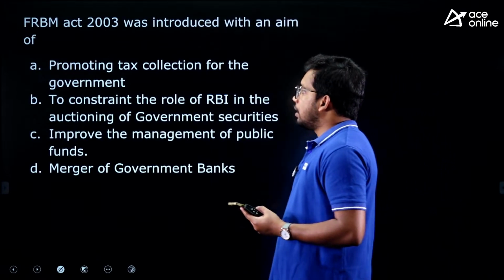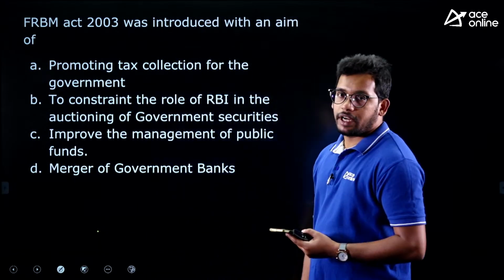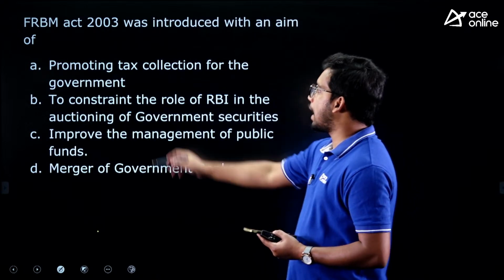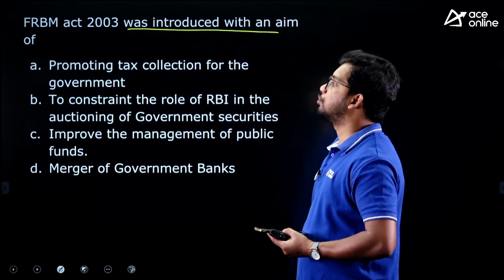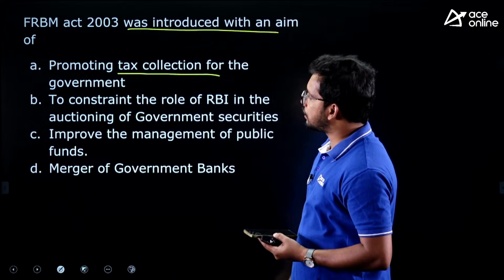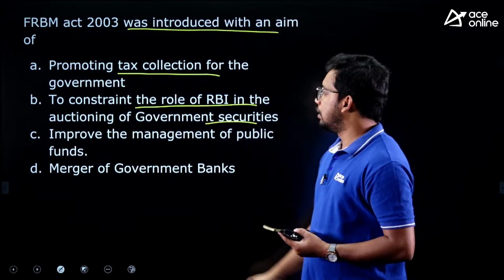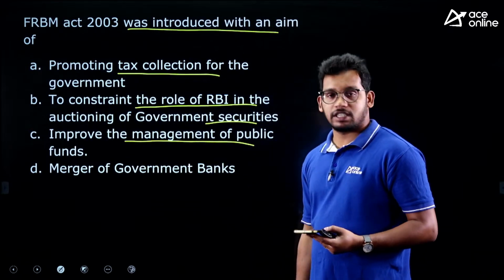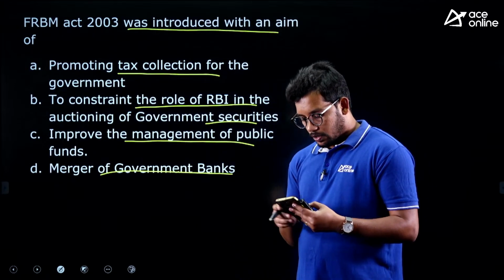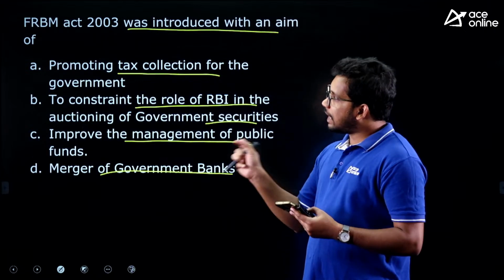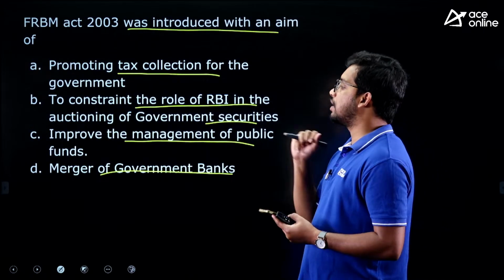Next one, FRBM Act, Fiscal Responsibility and Budget Management Act. FRBM Act 2003 was introduced with an aim of, what is the aim of FRBM Act 2003? Promoting tax collection for the government, constrain the role of RBI in auctioning government securities, improve the management of public funds, merger of government banks. So what is the answer for this? Fiscal Responsibility and Budget Management Act. If you know the full form also, you can get the answer.